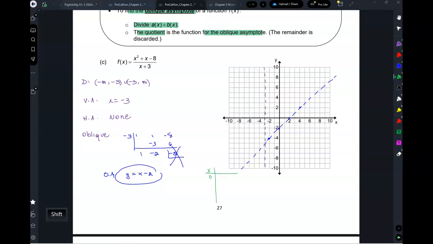x is 0. What's y? Negative 8 over 3, which is negative 2 point something, right? Here. Is that right? Okay, let's put in another point. Why don't I put in something closer to the asymptote? Let me do negative 2. You know why negative 2? Because the denominator will be 1. So what do you have in the numerator then? 4 minus 2 minus 8. How much is that? Negative 6. So at negative 2, it's negative 6.